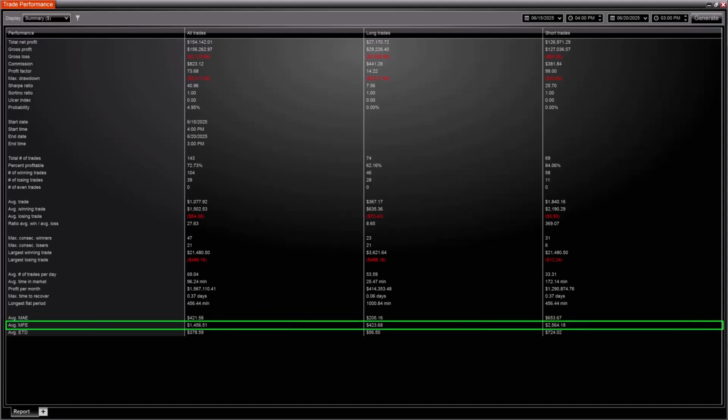The MFE is the maximum favorable excursion. It's an indication of missed profit potential. It is the maximum unrealized profit a trade achieved while it was open. It measures potential profit the trade reached before closing. For example, if the trade reached positive 20 ticks before pulling back and closing at a positive 10 ticks, the MFE would equal a positive 20 ticks.